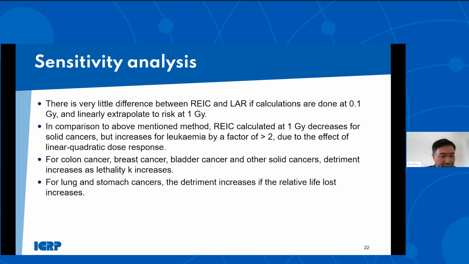For colon cancer, breast cancer, blood cancer, and other solid cancers, detriment increases as lethality K increases. For lung and stomach cancers, the detriment increases if the relative life lost increases.